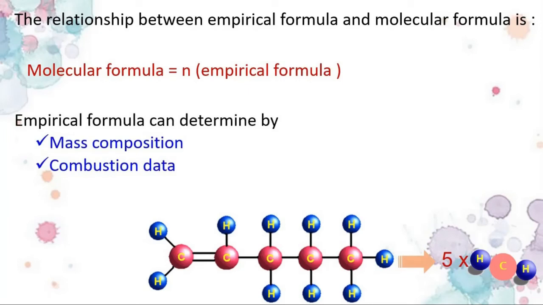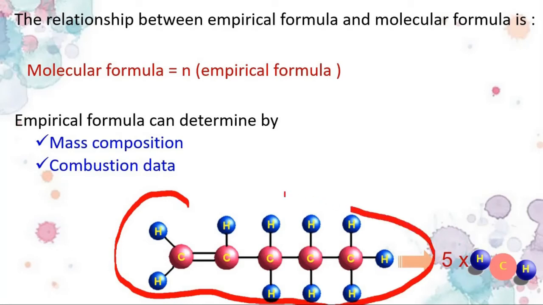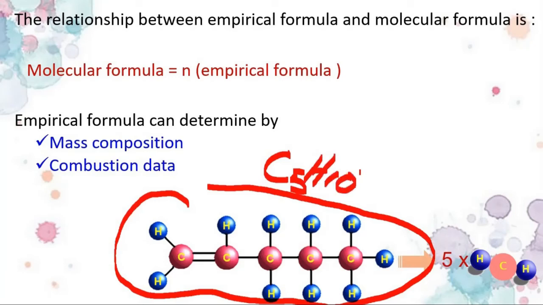For example, given two compounds, the first one has 5 carbon and 10 hydrogen. So C5H10 is the actual number of atoms present in that compound. So C5H10 is the molecular formula, whereas the empirical formula for it is CH2. So CH2 is known as the empirical formula.